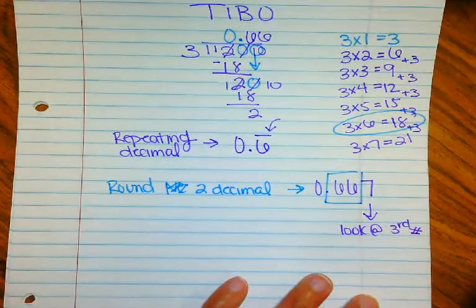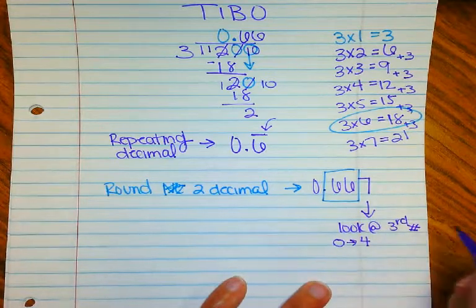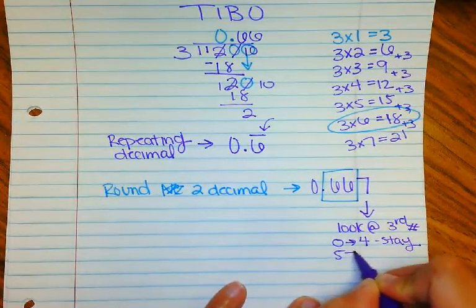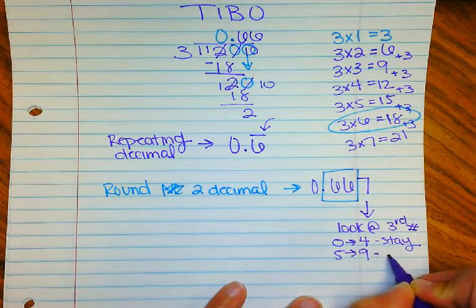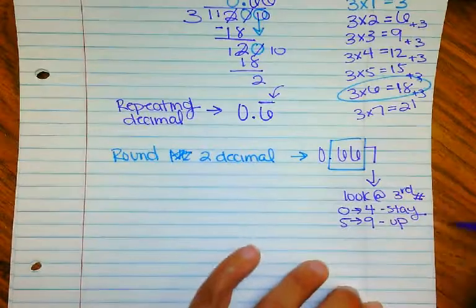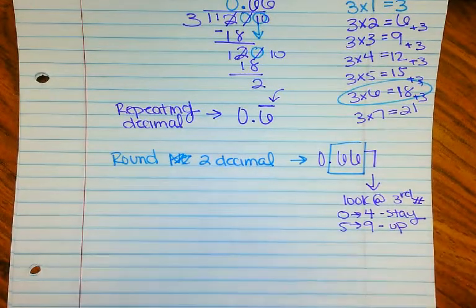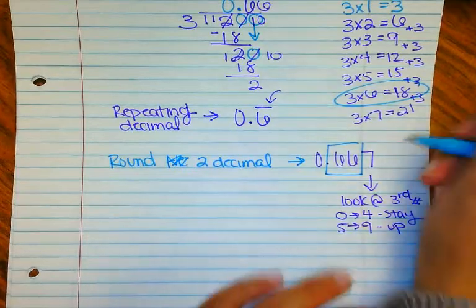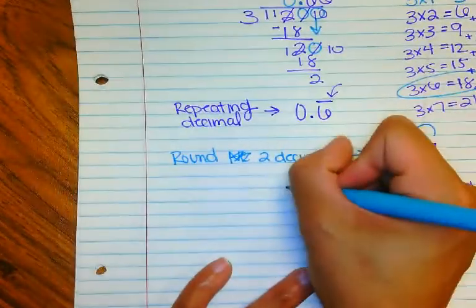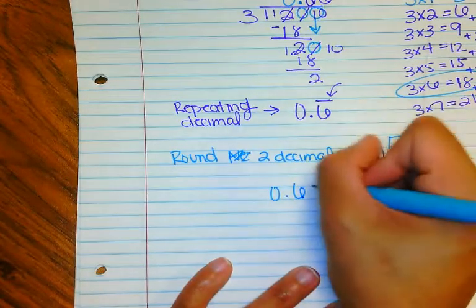If the digit is between 0 to 4, 0, 1, 2, 3, 4, it stays. If it's 5 to 9, 5, 6, 7, 8, 9, it goes up. Now, this is 7. So, is it going to stay or go up? Hopefully you said go up. What happens is, the one right next to it is the one that goes up. So my answer is going to be 0.6, and this says, hey, go up 1, 7.